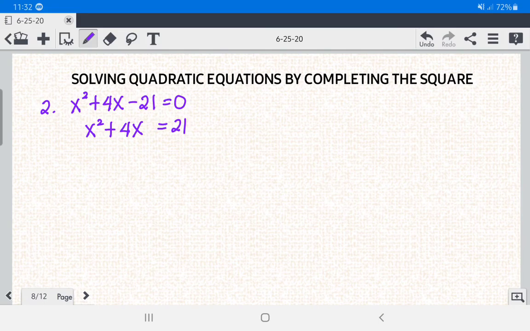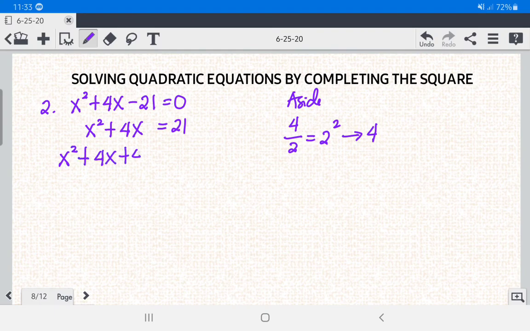The next is we're going to identify the term to be added to both sides of the equation to make a perfect square trinomial. So let us put aside, let us get the numerical coefficient of the middle term. We have 4. You divide it by 2. We have 2. Then square it. We have 4. So we add 4 on both sides of the equation. So we have x squared plus 4x plus 4, then equals 21 plus 4.